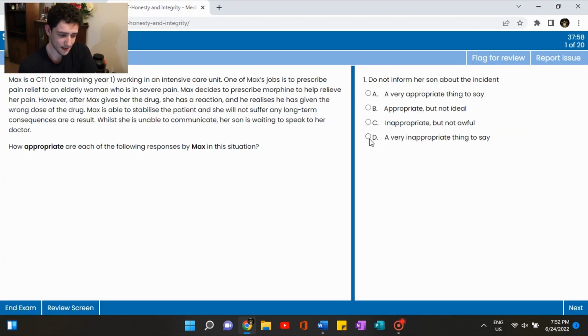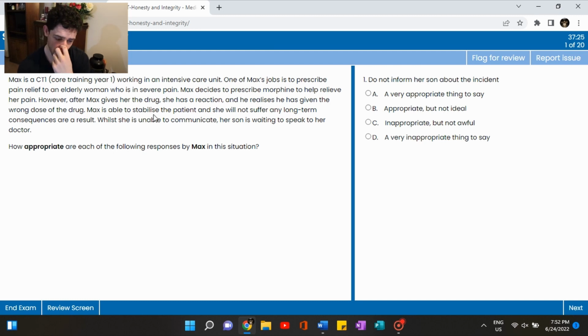Alright, so we've got Max as a CT1, working in an intensive care unit. One of Max's jobs is to prescribe pain relief to an elderly woman who was in severe pain. Max decides to prescribe morphine to help relieve her pain. However, after Max has given her the drug, she has a reaction and he realizes he has given the wrong dose. Max is able to stabilize the patient and she will not suffer any long-term consequences. While she is unable to communicate, her son is waiting to speak to her doctor. So how appropriate are each of the following responses by Max in this situation?